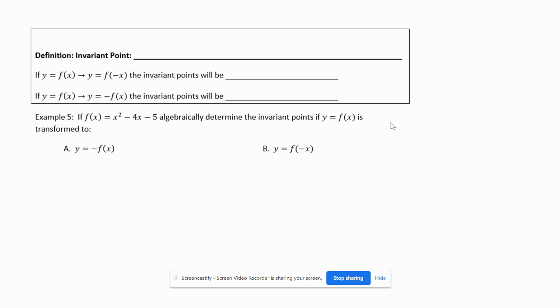Okay, an invariant point is a point that does not move after a transformation. So what we saw in the previous example is that if I'm reflecting something in the x-axis, the x-intercepts will be the invariant points.